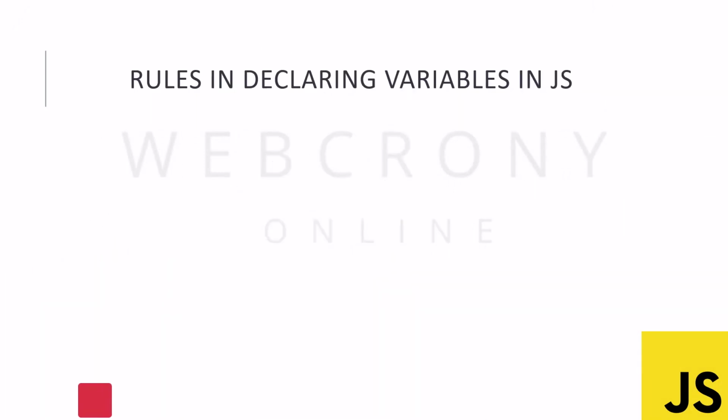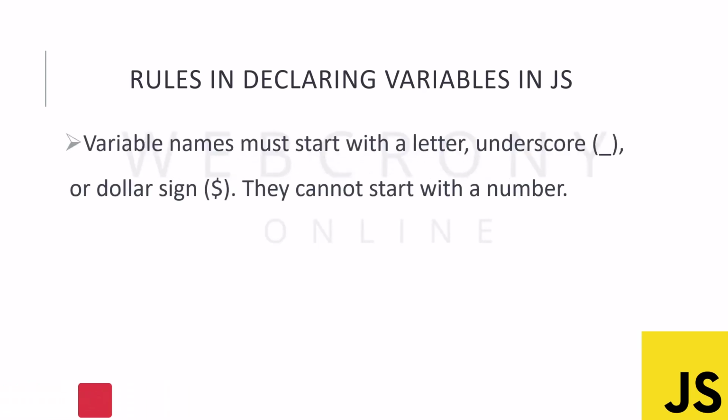Now there are a few rules to be mindful of in declaring variables, and the first one is that a variable name must begin with a letter, an underscore, or a $ sign. What it means is that the name of a variable cannot begin with a number, and it cannot begin with anything other than a letter, be it uppercase or lowercase, an underscore, or a $ sign.